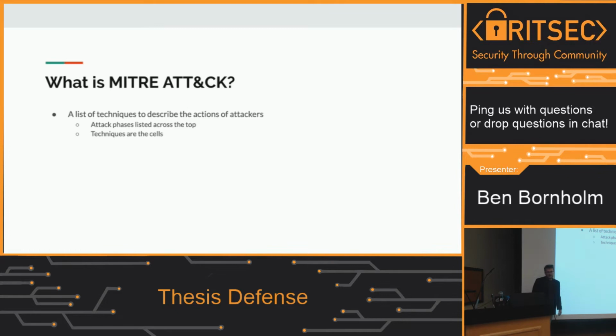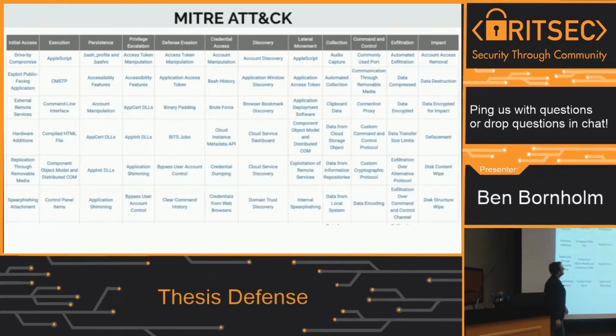So what is MITRE ATT&CK? It's just a list of techniques to describe the actions of attackers. Across the top are the attack phases, and each attack phase is a column, and each column is filled with techniques. This is the end result of MITRE ATT&CK. For persistence, we have bash profile. Bash RC can be used for persistence. We have AppInit DLLs. These are different techniques that can be used for persistence. So this is MITRE at a very high level.